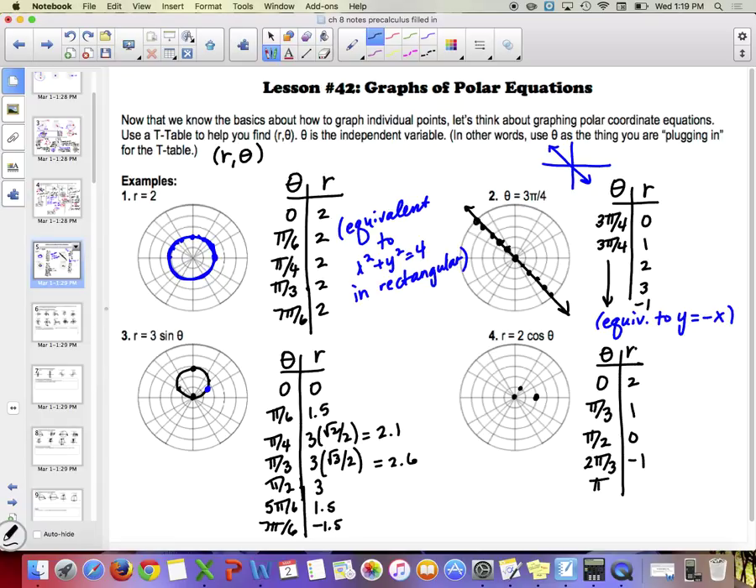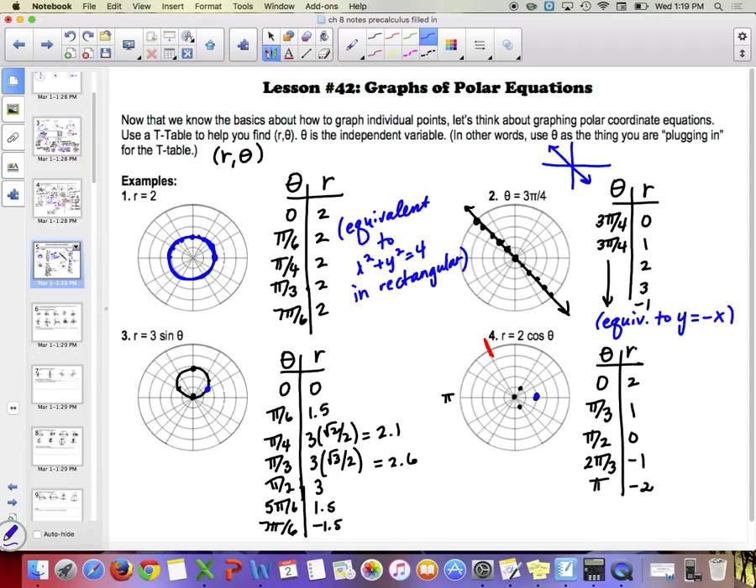So along the 2 pi over 3 line, which is right here, you're going to go backwards 1, which is going to put you right there. And then pi, cosine of pi is negative 1. So I get negative 2. So along the pi line, I go back. So here's the pi line. I go back 2. Do you guys see how that takes you back to this point right here?